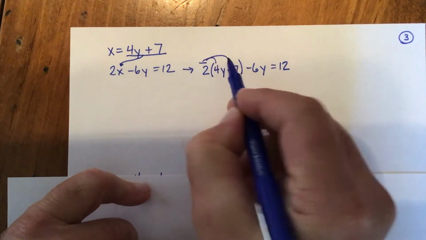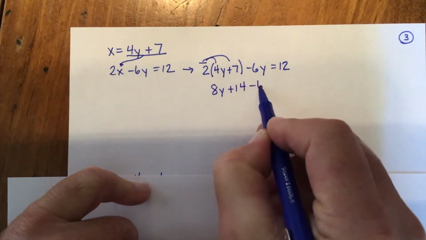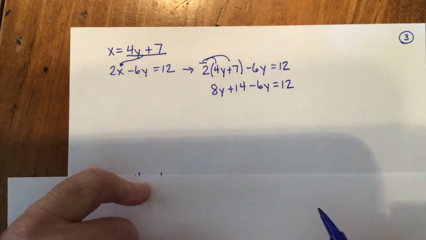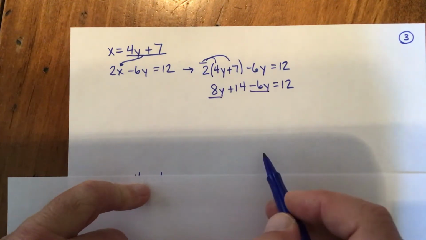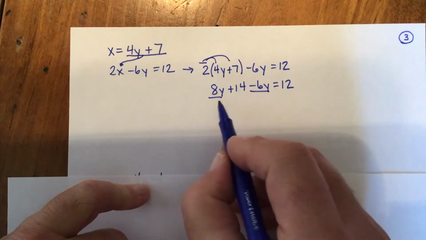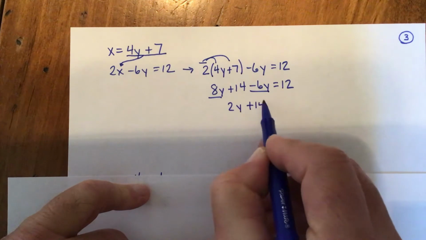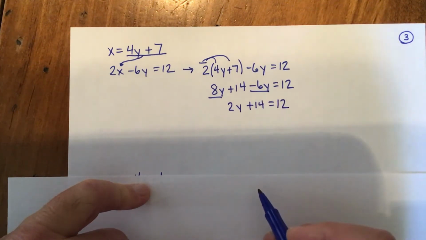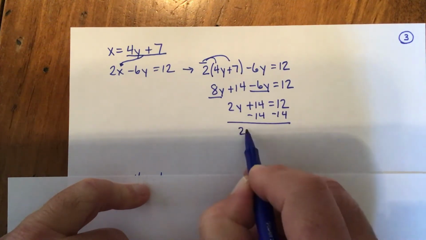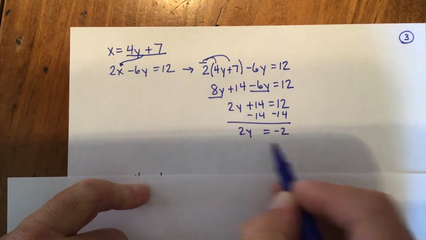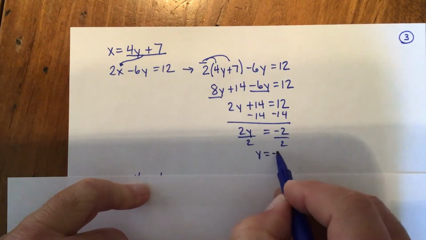So you're going to distribute the 2. You're going to get 8y plus 14 minus the 6y is equal to 12. Then you're going to combine like terms because they're on the same side. So 8 minus 6 is 2. So 2y plus 14 is equal to 12. And then minus 14, I get 2y is equal to negative 2, which means that now I divide by 2 and I get y is negative 1.